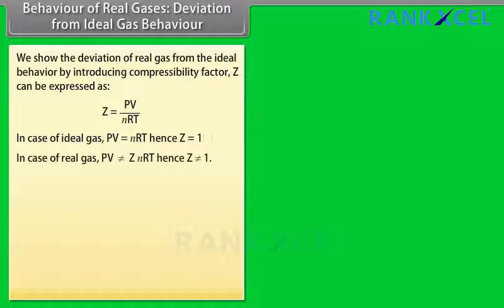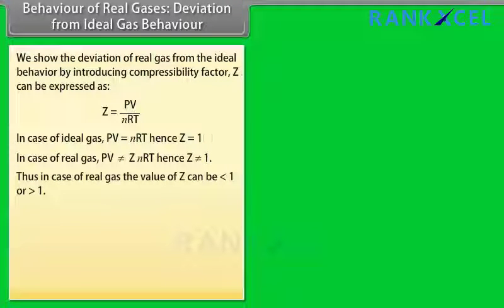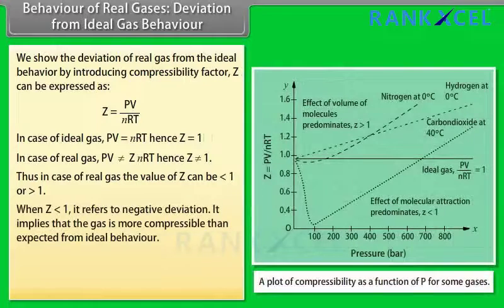In case of a real gas, PV ≠ ZnRT. Hence, Z ≠ 1. Thus, in case of a real gas, the value of Z can be less than 1 or greater than 1. When Z is less than 1, it refers to negative deviation. It implies that the gas is more compressible than expected from ideal behavior.